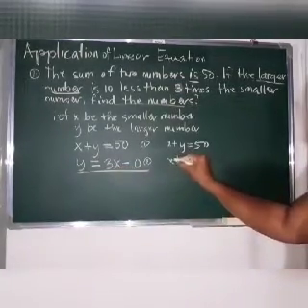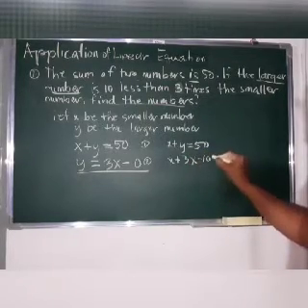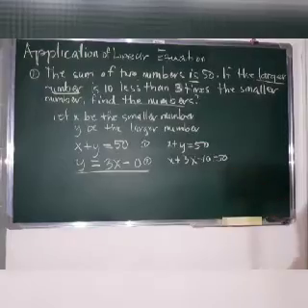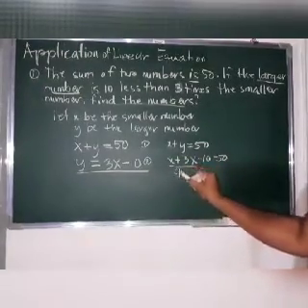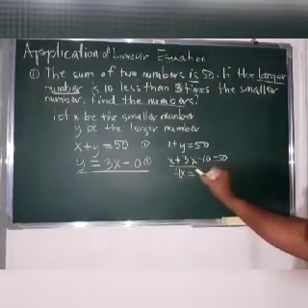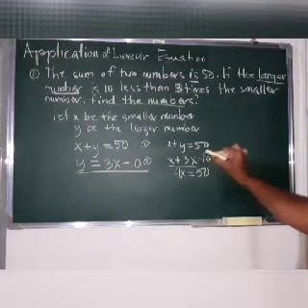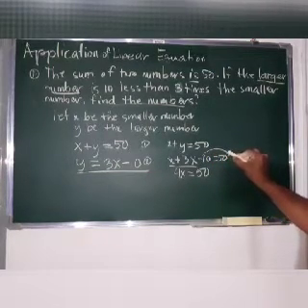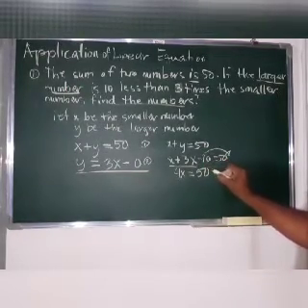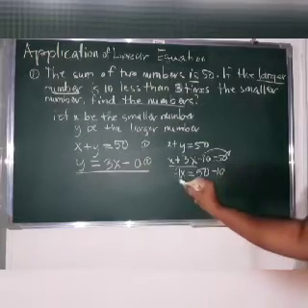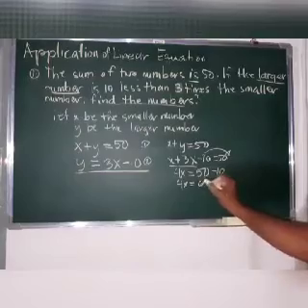So x plus 3x minus 10 is equal to 50. Next, combine like terms. x plus 3x, we have 4x is equal to 50. And then if we transpose negative 10 over the equal sign, copy but change the sign, so negative becomes positive 10. So 4x is equal to 50 plus 10, which is 60.